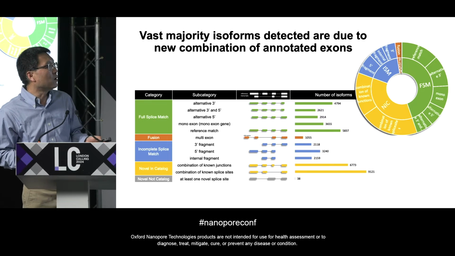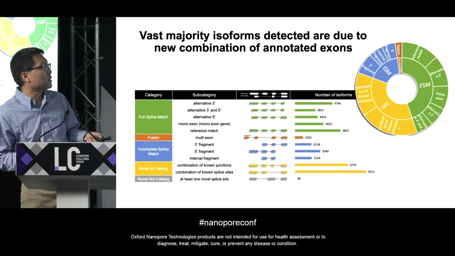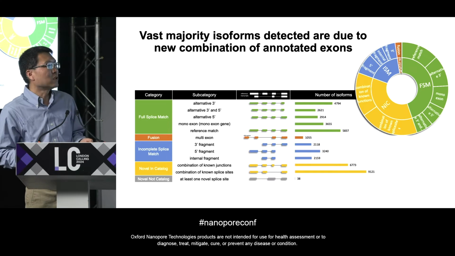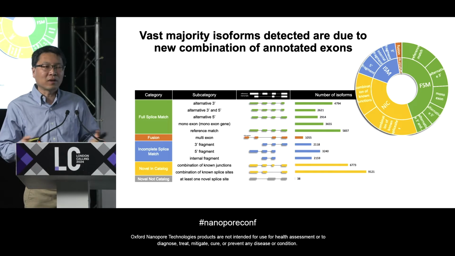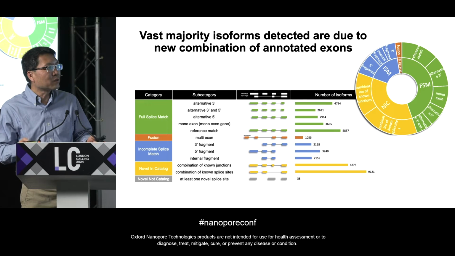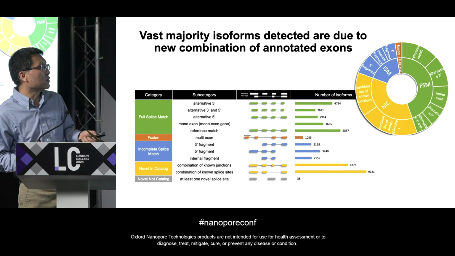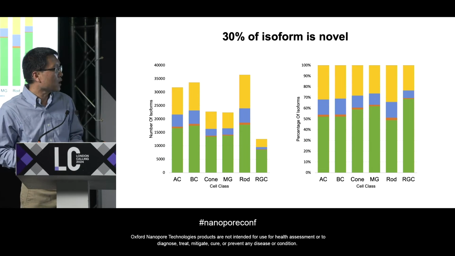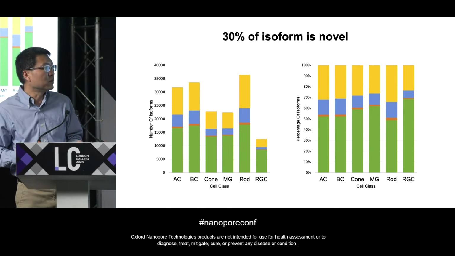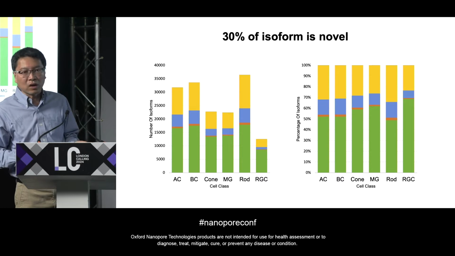So you can see overall, more than 50% of them are basically known isoforms that I already identified previously from full-length sequencing, from the bulk sequencing. And then also you have about 30-40% are known ones. So if you look at what those isoforms are, about 30% are novel.